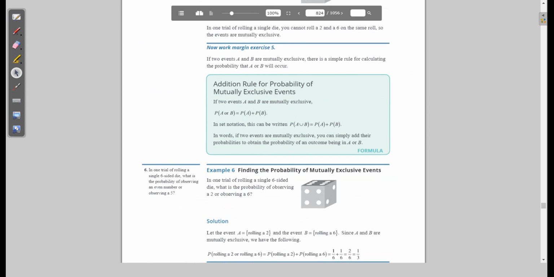Next up, we have the addition rule for probability. This is where we're going to get just a little more complicated and a little more mathy, but it's something that I think you can handle. If two events A and B are mutually exclusive, there is a simple rule for calculating the probability that A or B will occur. So the addition rule for probability of mutually exclusive events: if two events A and B are mutually exclusive, the probability of A or B is equal to the probability of A plus the probability of B.